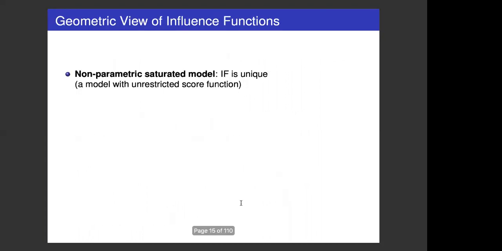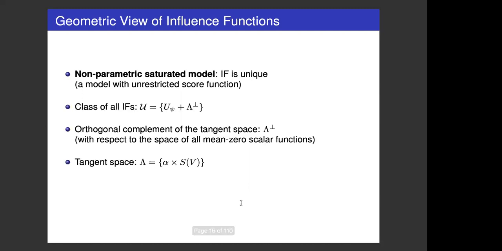We also know that in a non-parametric saturated model, a model where the score function is unrestricted, the influence function is unique. As we place more and more restrictions on the tangent space, the class of influence functions grows bigger and bigger. If you know one influence function, it is easy to construct the class of all of them, if you know how to derive the orthogonal complement of the tangent space, where the tangent space is the space spanned by the score. Why do we care about the class of all influence functions? Because this yields the class of all RAL estimators.